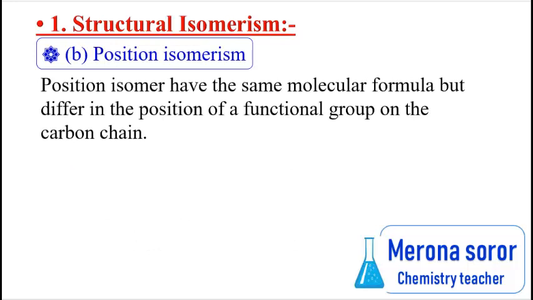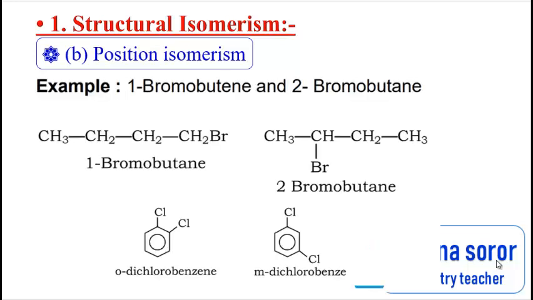Position isomerism. Position isomers have the same molecular formula but differ in the position of a functional group on the carbon chain. An example of position isomerism is 1-bromobutane and 2-bromobutane. In front of you, the 2 molecules, each of them contains 4 carbon atoms. The first one is connected with a bromine atom as a terminal atom, but in the second molecule, the bromine is connected with the second carbon atom.